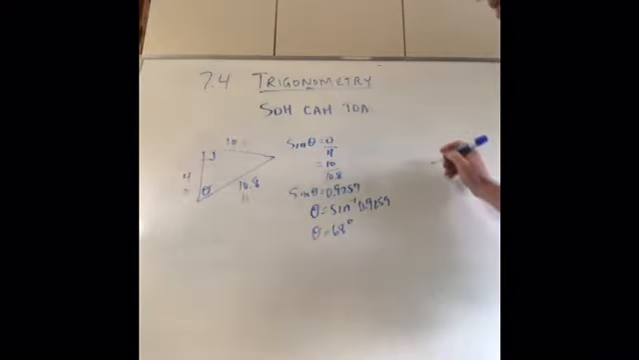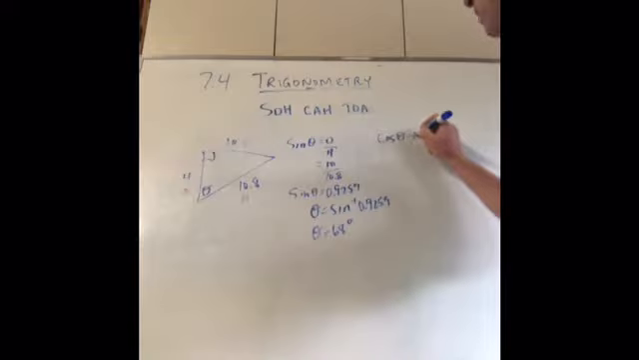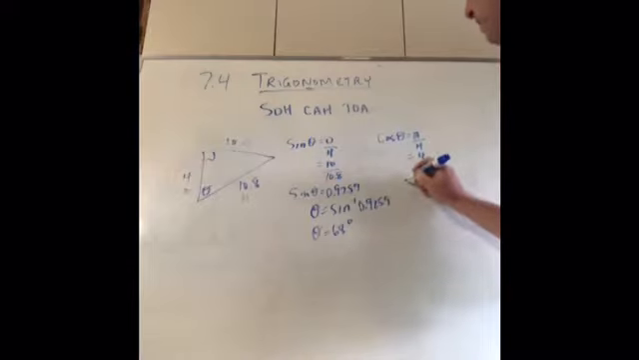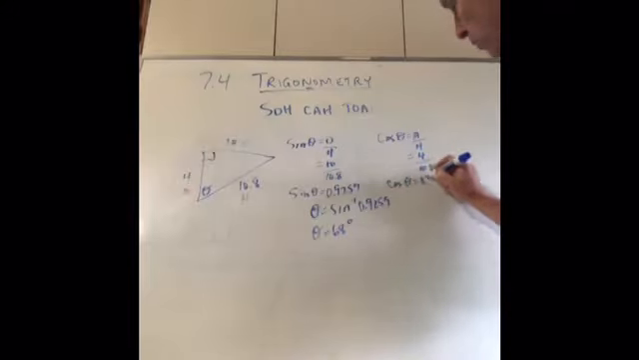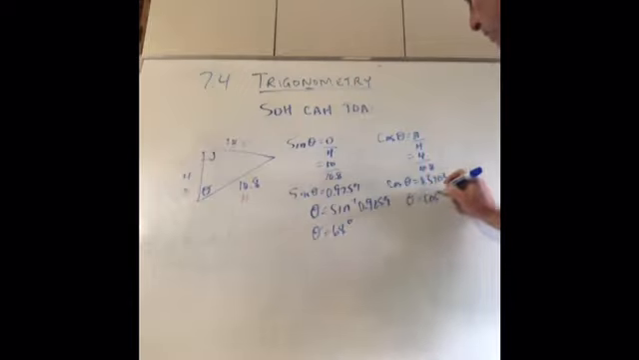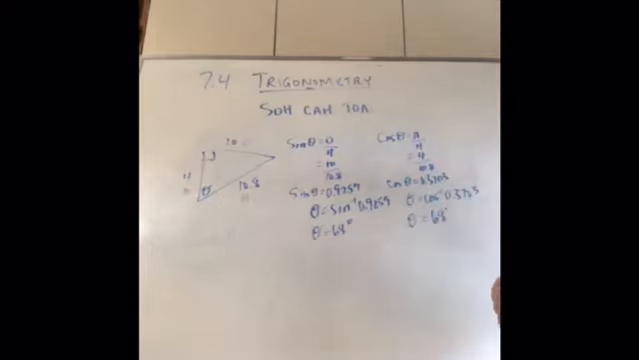If I do the same thing here for cosine, so cosine is adjacent over hypotenuse. We have 4 over 10.8. So our cosine theta here is 0.3703. Theta would be the inverse function of cosine. And we get 68 degrees.